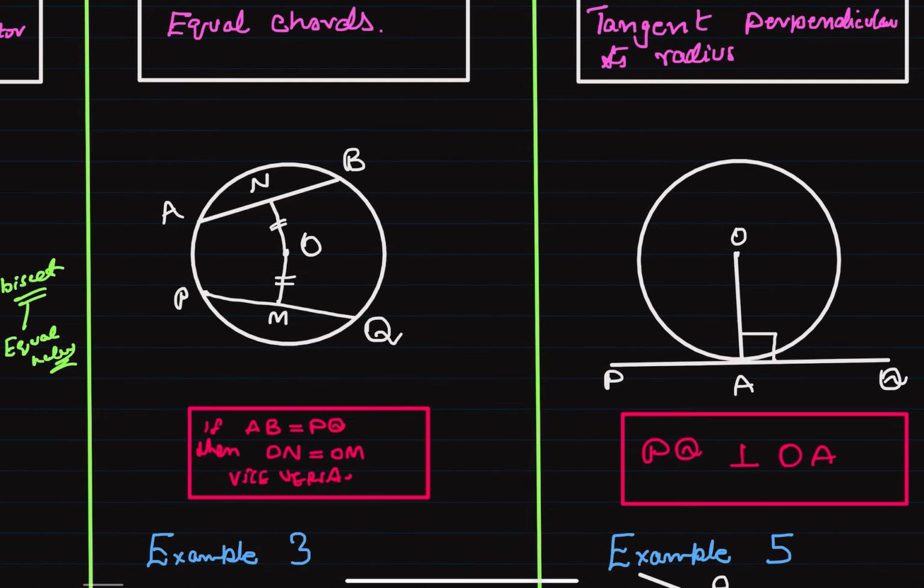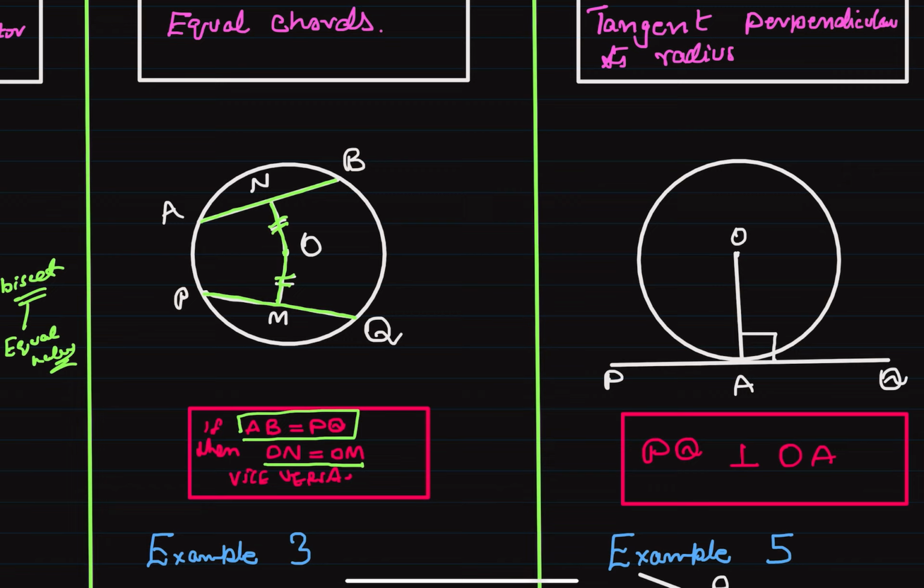Equal chords means if you see that there are two chords, AB and PQ, and if they are equal, then the distance of these chords from the center should be equal. That means this ON should equal OM, right? That means equal chords are equidistant from the center.